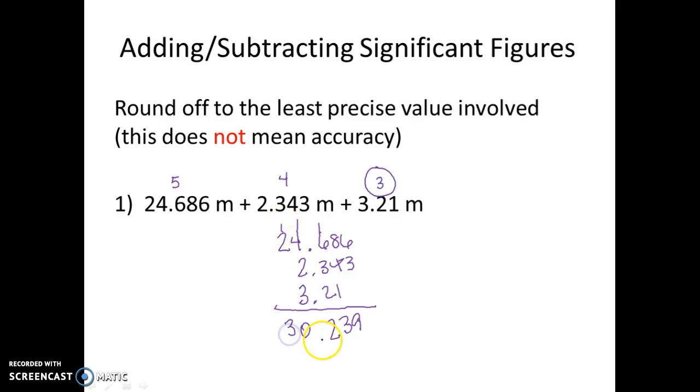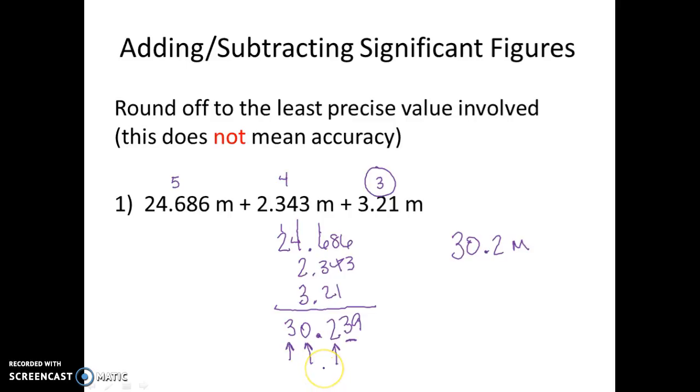So right now we have 30.239, but again, we can only have 3 significant figures. So the 3, that's your first one. The 0, that is your second one. And the 2 is your third. So we need to look at that fourth number to see if we are going to round up or if it is going to stay the same number. And we are going to have 30.2 meters.